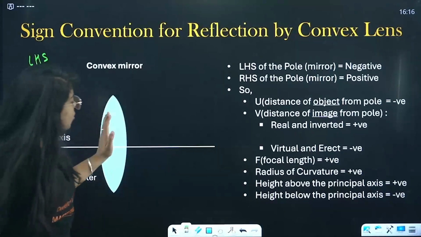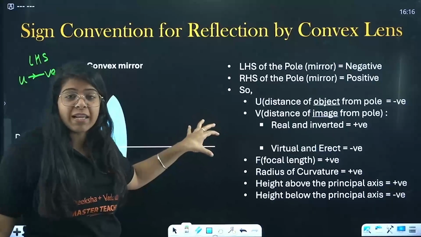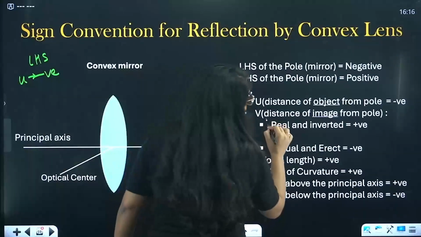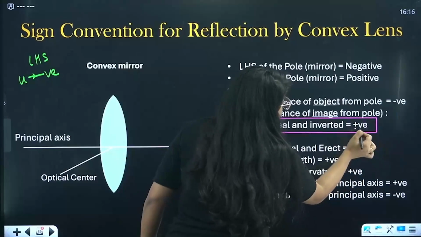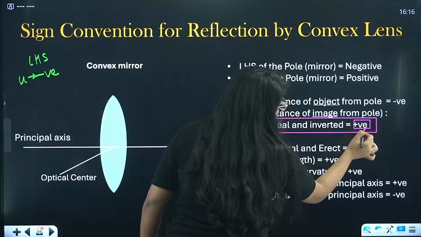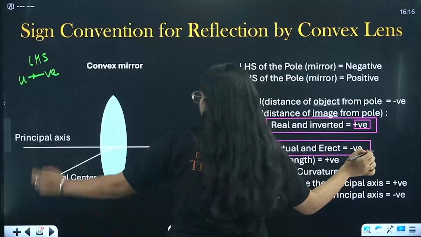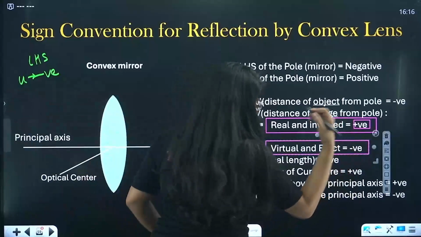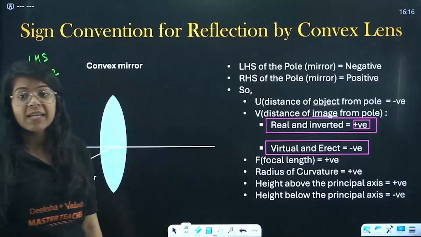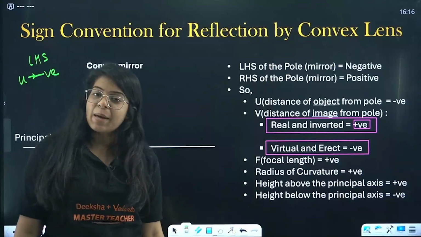Now in this case, all the real and inverted images were formed on the right hand side. So for the right hand side, for real and inverted, the image distance will be positive. And for virtual and erect, the sixth case, that was forming on the left hand side, it will be negative. Everything else is the same.